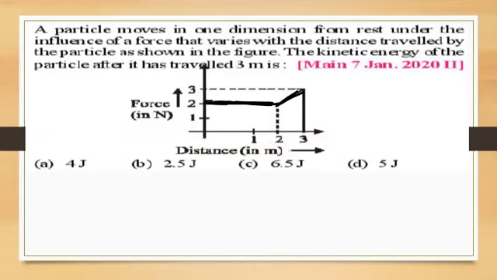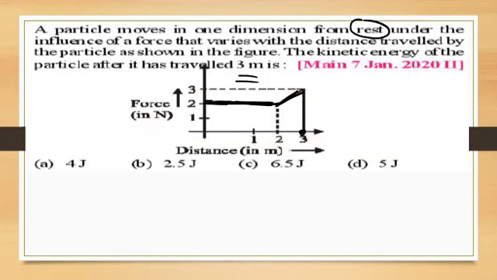Well, the question is, a particle moves in one dimension from rest under the influence of a force that varies with distance traveled by the particle as shown in the figure. The kinetic energy of the particle after it moved through 3 meter. So that is 3 meter.